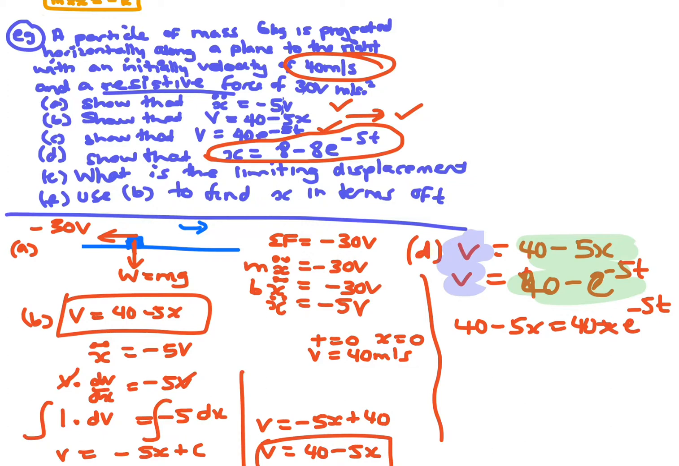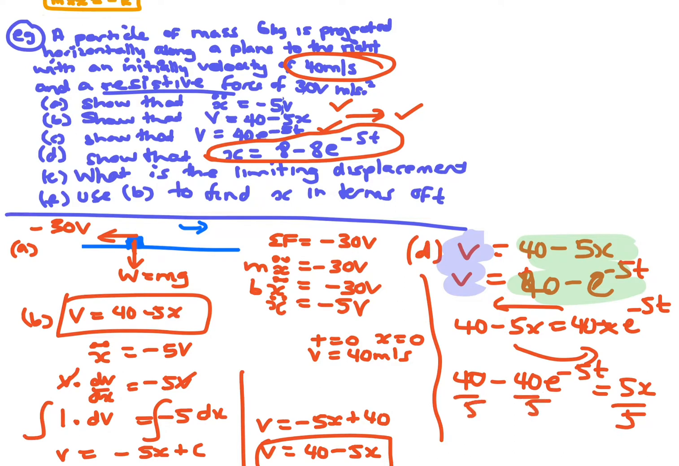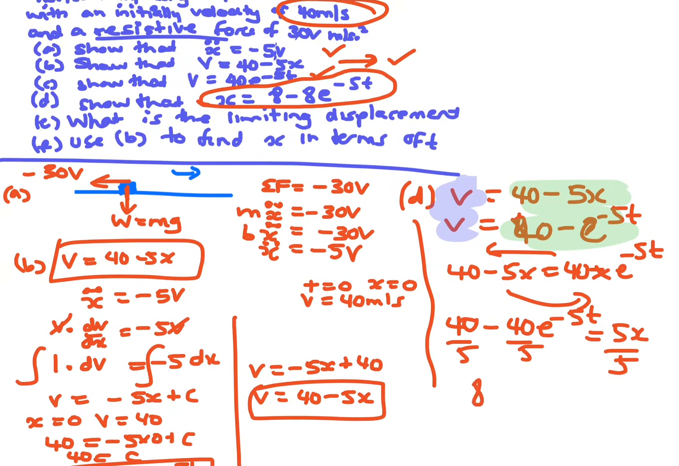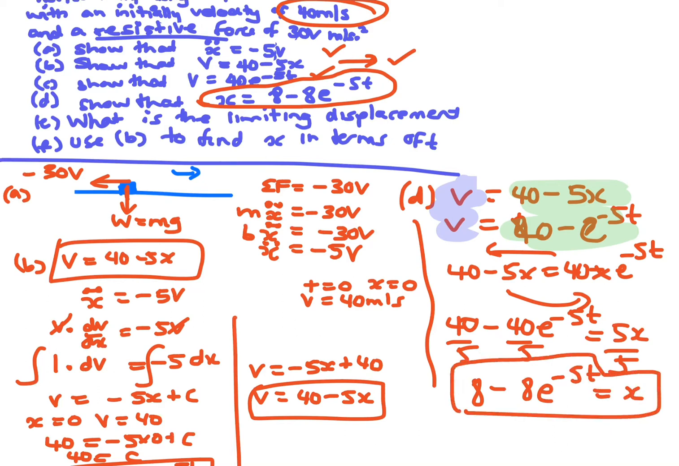Okay, so looking at that then, if I bring the 5x over there and I bring this one over here, then we get 40 minus 40 e to the minus 5t equals 5x. And then if I divide by 5, I'll end up with 8 minus 8e to the minus 5t equals x. Okay? All right, so what is the limiting displacement?